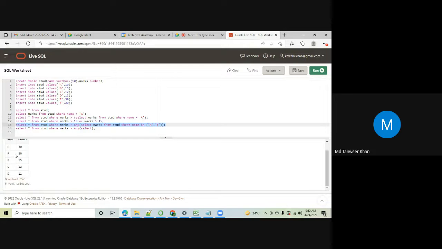And all these marks are greater than the marks of A or B, because the marks of A was 10. Correct? Suppose instead of A and B, I write E and F, which means I am looking for those students whose marks are greater than either E or F. The marks of E is 30, right? The marks of F is 20. So greater than 30, no data is there, right? Greater than 20, yes, this 30 is there. So if I execute this, you will get 30 as an output. You got 30 as an output because one of the conditions is fulfilled here. Is this clear?